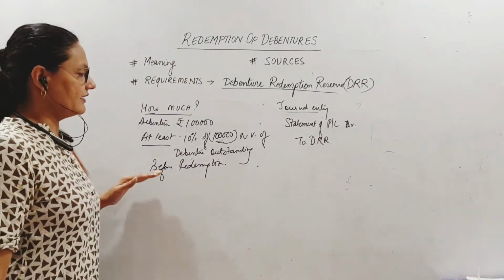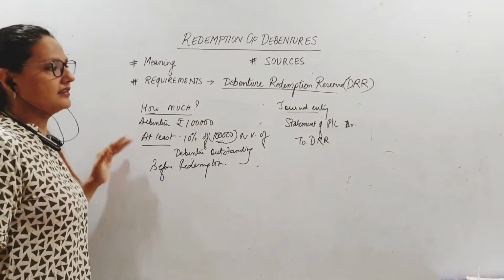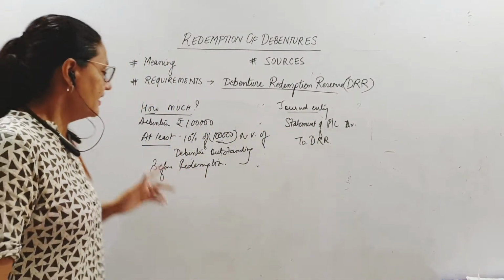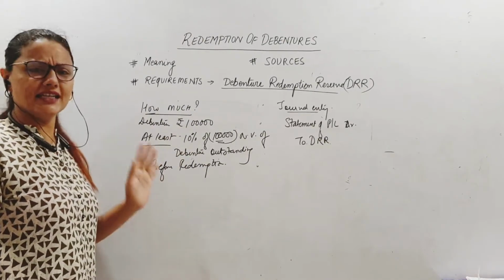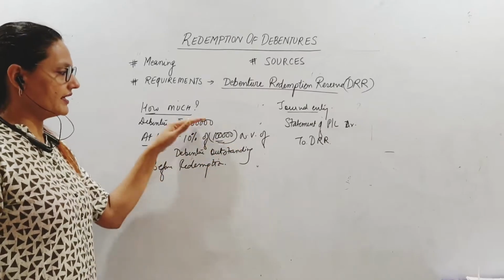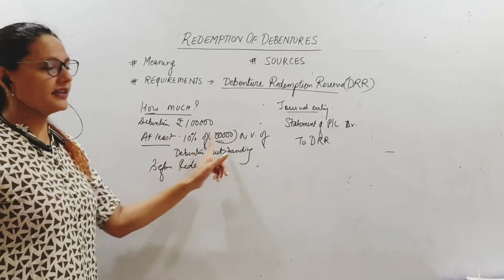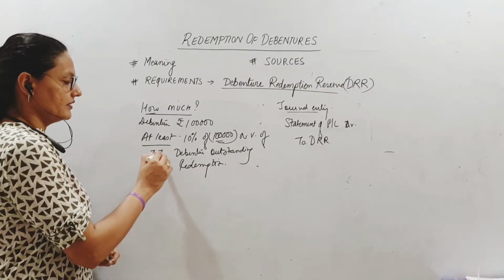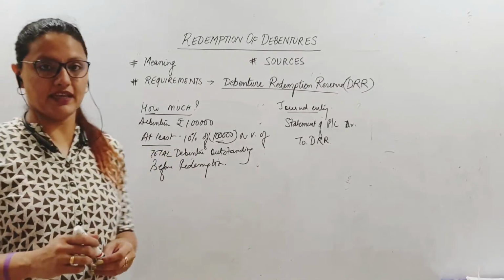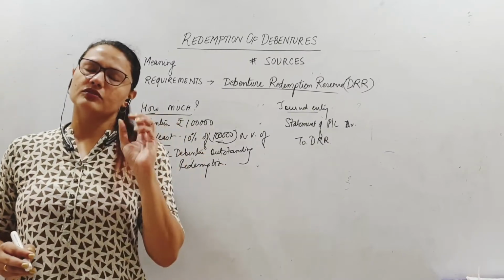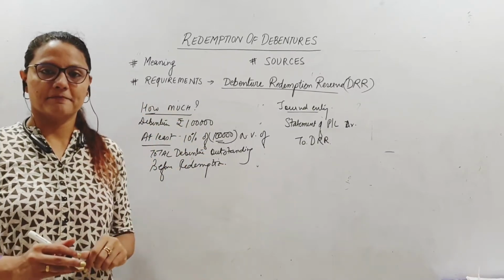So here we have learned that if we are creating DRR, then this is the entry, statement of P&L to DRR, and we are supposed to create at least 10% of 1 lakh. That is the nominal value. 1 lakh is just the example here. 10% of the nominal value of the total debentures outstanding, not just what you have to repay immediately. Whatever is the total amount of debentures, उसका 10% बनाना ही पड़ेगा.